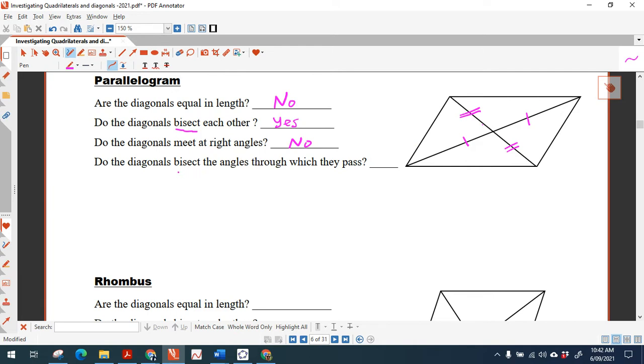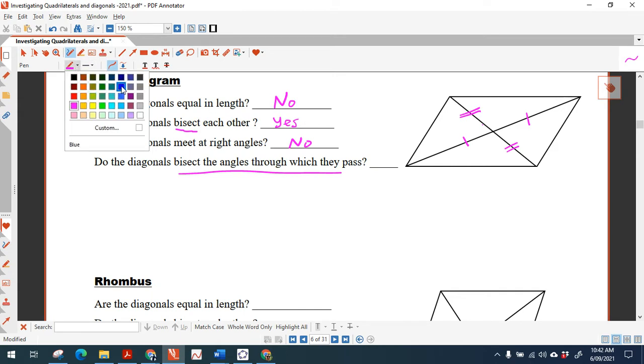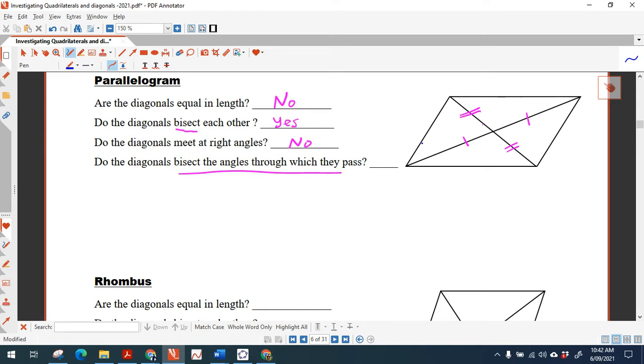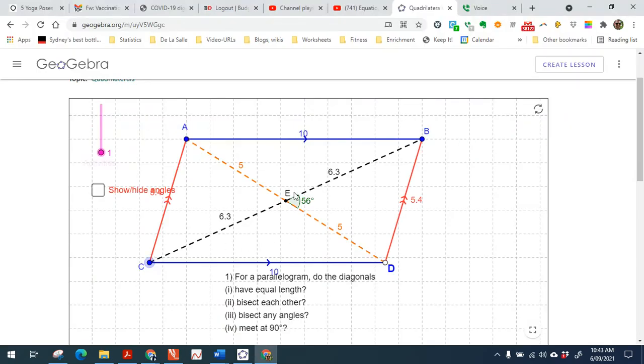Now, do the diagonals bisect the angles through which they pass? Okay, now, to understand this question, we need to know what angles do the diagonals pass through. Well, this angle here, the diagonal passes through that angle there, and the diagonal also passes through this angle here. Okay, so if I draw a different colored line there, let's have a look. So now, there's the red diagonal. Now, does the red diagonal cut the blue angles in half? Let's have a look. Right, so here's the diagonal there.